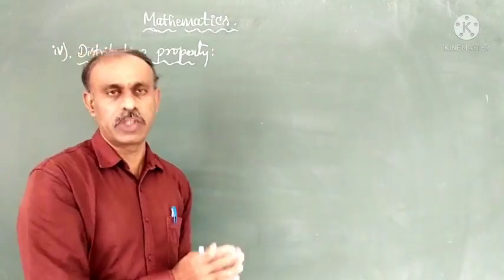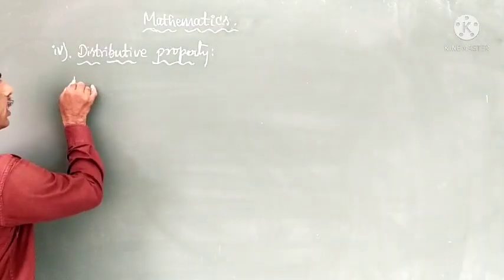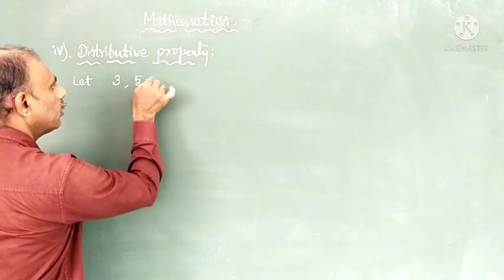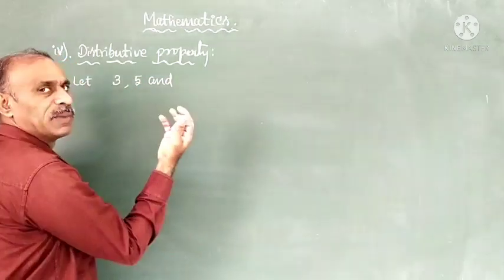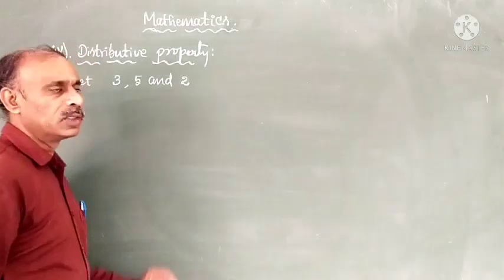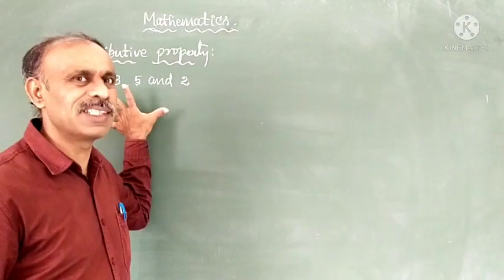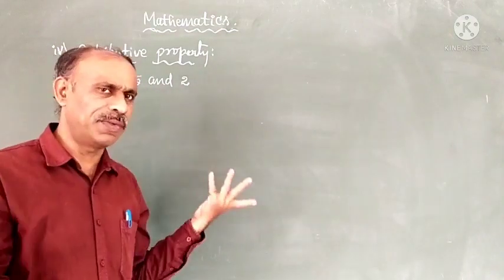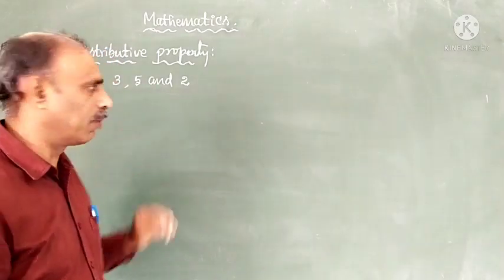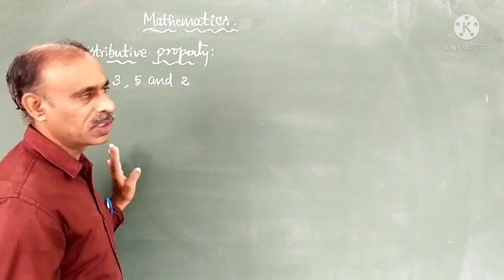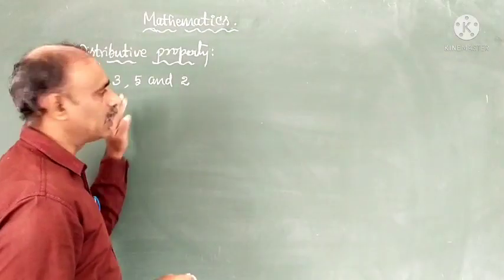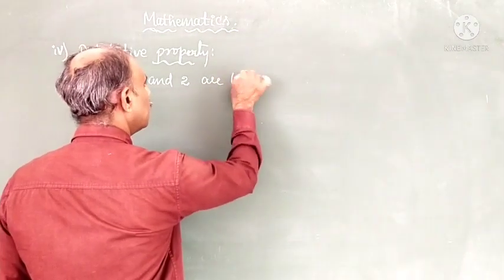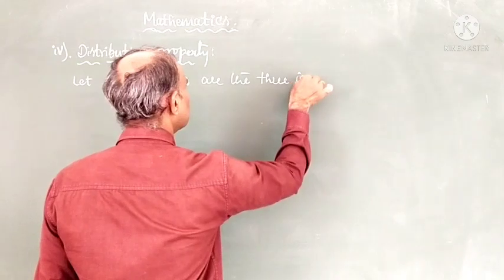Distributive means what? Equal distribution. Okay, so in here also we need three integers. Let 3, 5 and which number shall I use? 2. Okay, I am taking these numbers because these are simple numbers to understand. Once you understand with simple numbers, afterwards you can change and take any numbers, no problem. Including negative numbers also we can use, right? First try to understand the property. That's why I am going with the simple numbers. These are the three integers.